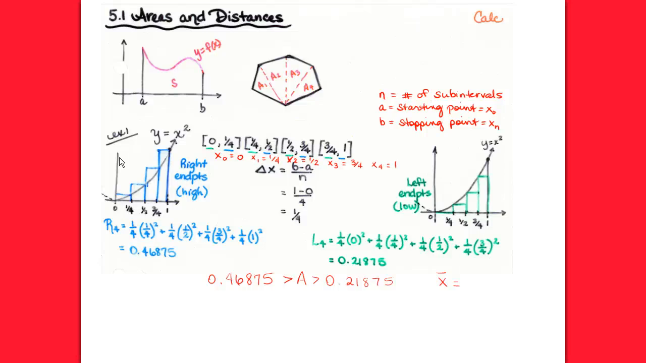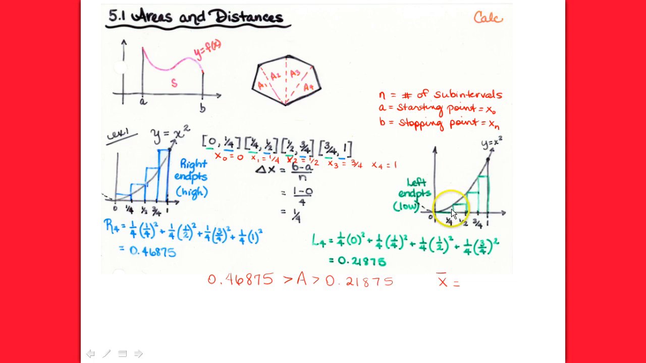Well, let's come over here and look at the same scenario using left-hand endpoints. If I let the left-hand endpoint set the height, for instance, look at this one right here from 1/4 to 1/2. If I let the left-hand endpoint, 1/4, set the height of this rectangle, I'm going to take 1/4 and trace it straight up and see where it hits the curve, and that will be the height of my rectangle.